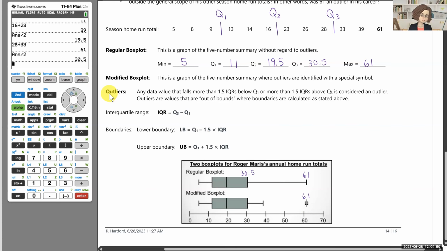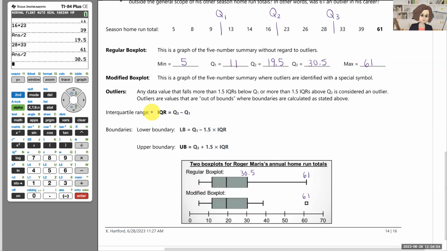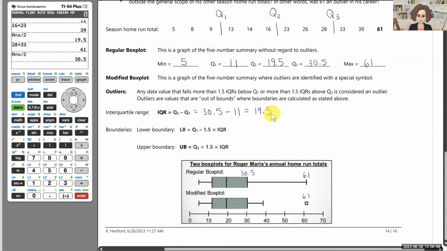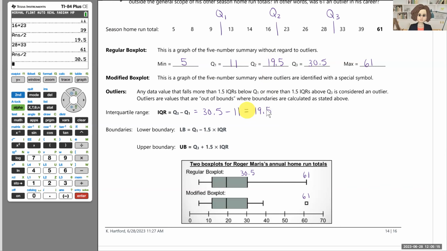All right, so let's start with actually finding the interquartile range. So the difference between Q3 and Q1, so 30.5 minus 11. Now, just coincidentally, this is 19.5, which matches the median, but that's pure coincidence. So that's unrelated. That's just our IQR. So the difference between Q3 and Q1, the length of the box.